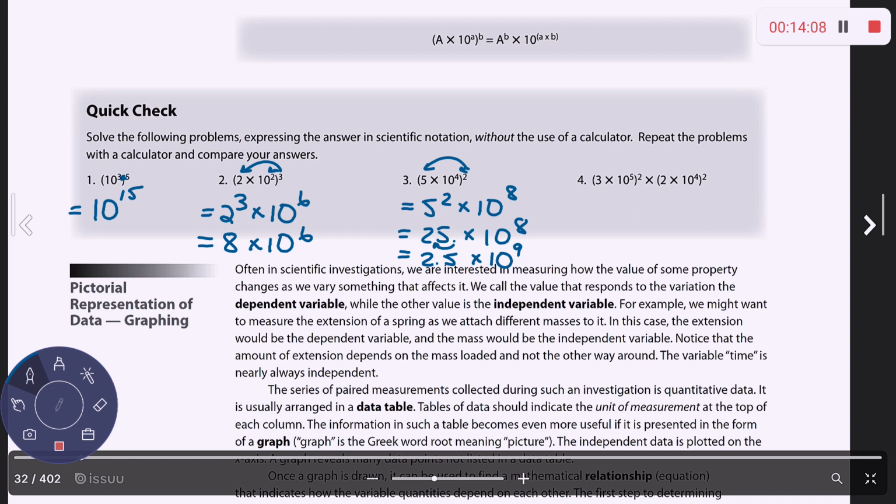Now for graphing, you know that there is an independent and a dependent variable. And typically when we are using time as a variable, time is almost always going to be independent. So that means that time is probably going to be on your x-axis.